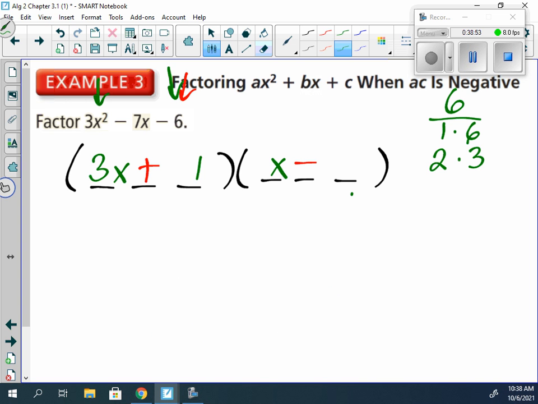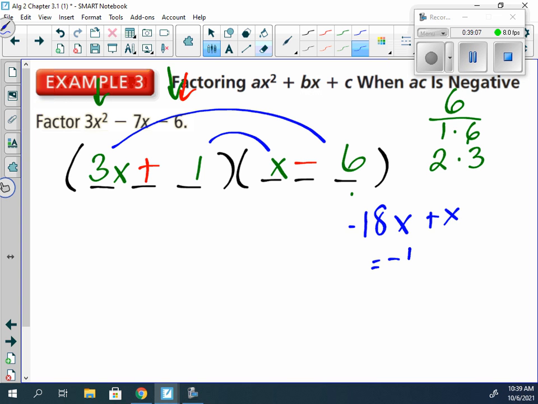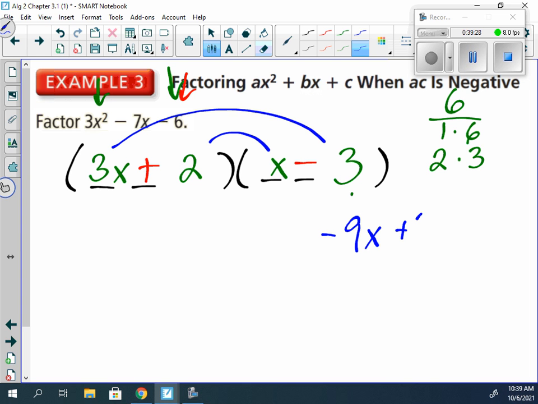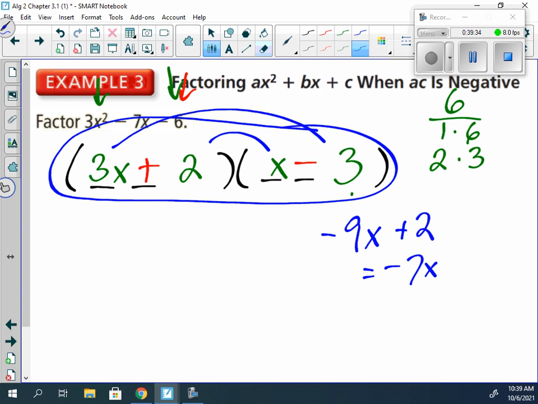One, 6. Three x times 6 is, and it would be negative, and 1 times x is negative 17x. Is that what we wanted? Nope. Okay. Not 1 and 6. So 3 times negative 3 is negative, plus 2x is... is that what we wanted? Yes. So this is it here.